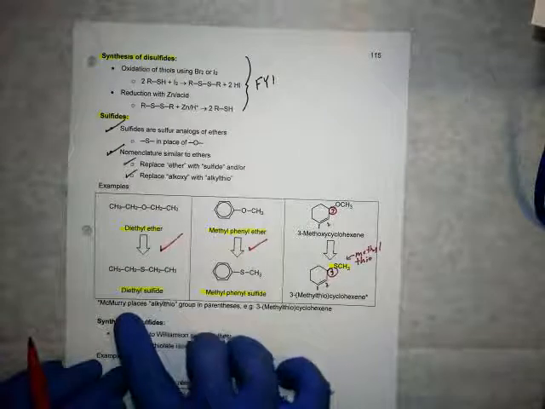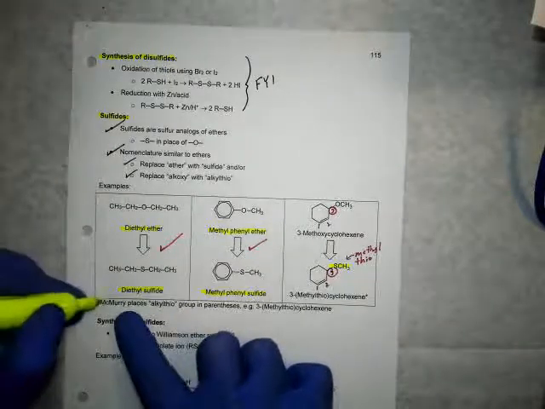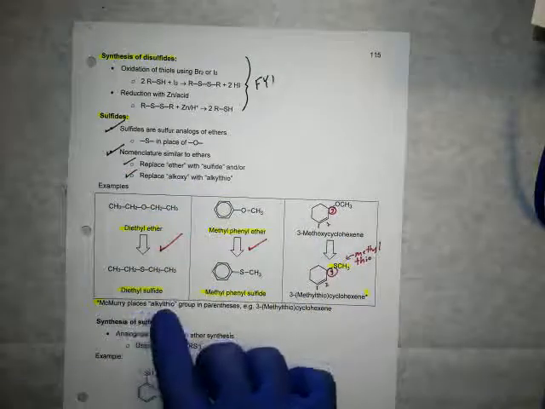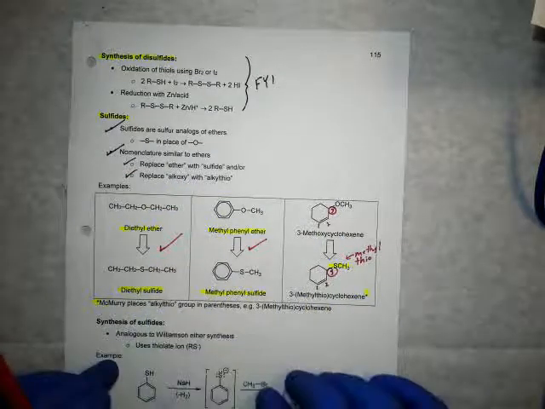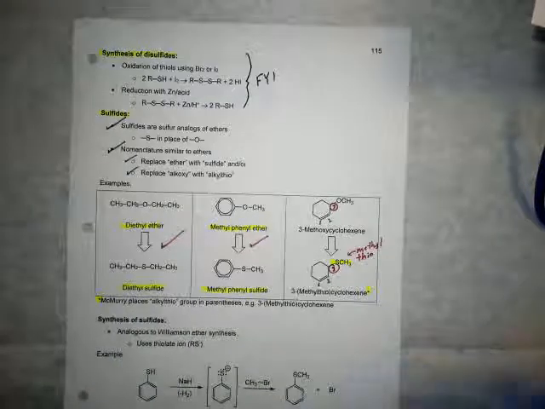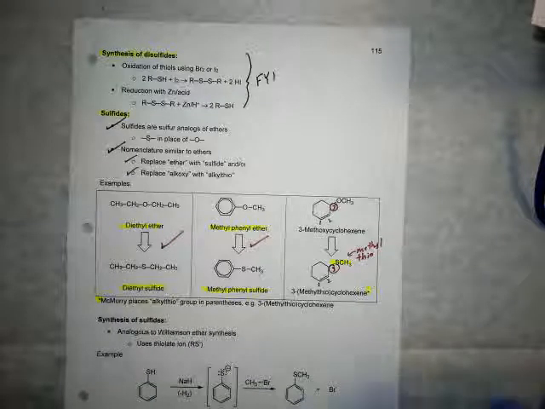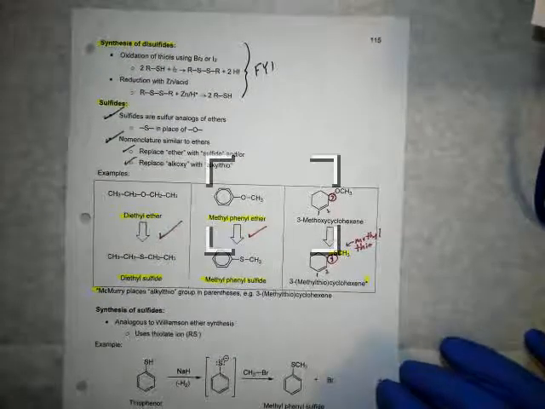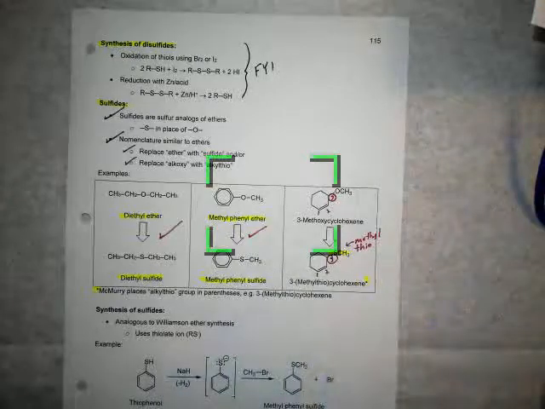And then I give you a little explanation here. Well, McMurry, the guy who wrote our book, says he places the alkyl thiol group in parentheses, and so on and so forth. So there's a little bit of nomenclature, very easy to understand if you understood the nomenclature of ordinary ethers.